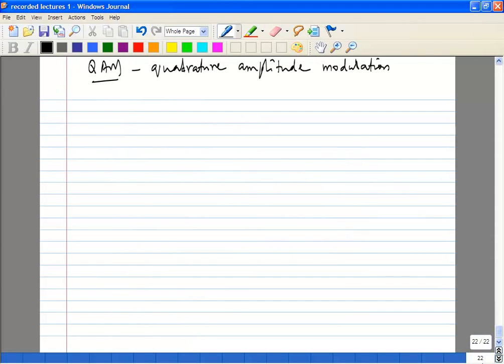And then you could have quadrature amplitude modulation, where you split the amplitude of the signal. In this case I'm showing you 16 points, so this is called 16 QAM, for example, and you could have 64 QAM and so on.